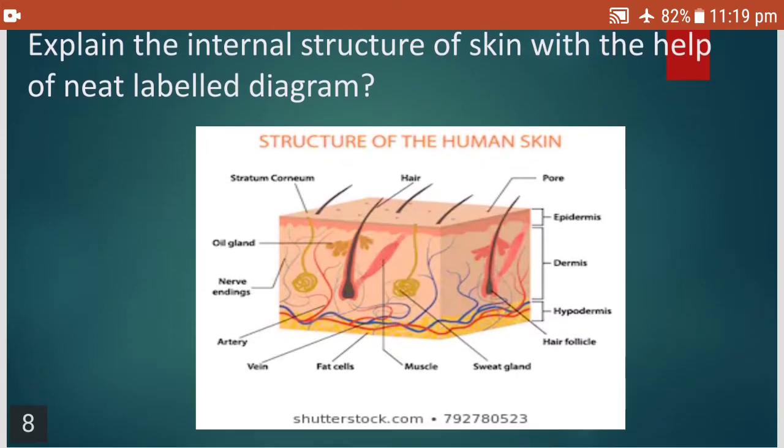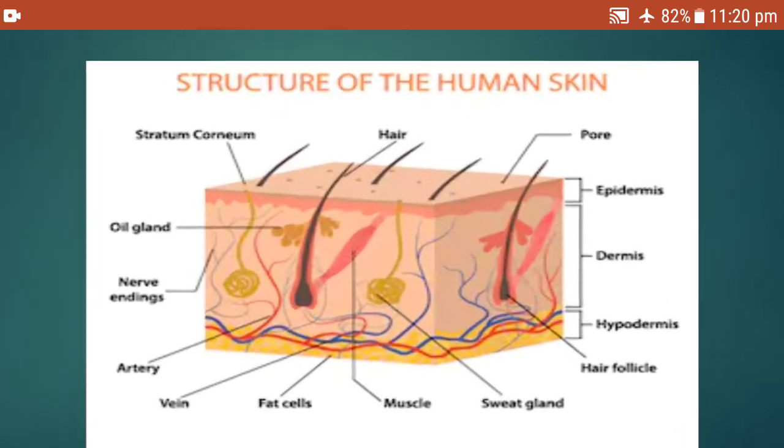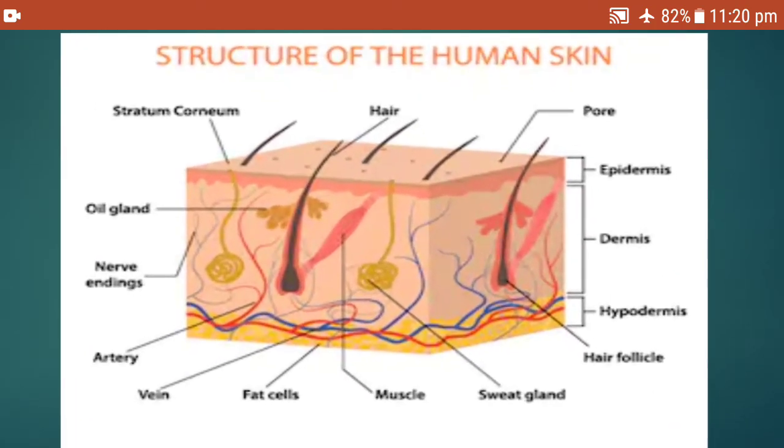When we talk about the internal structure of the skin, another important question: explain the internal structure of the skin with the help of a neat label diagram. You know, children, our skin has two layers. The outer layer is called the epidermis, the middle layer is the dermis, and the innermost is called the hypodermis. You can say three layers. Basically, we say two layers: epidermis and dermis.